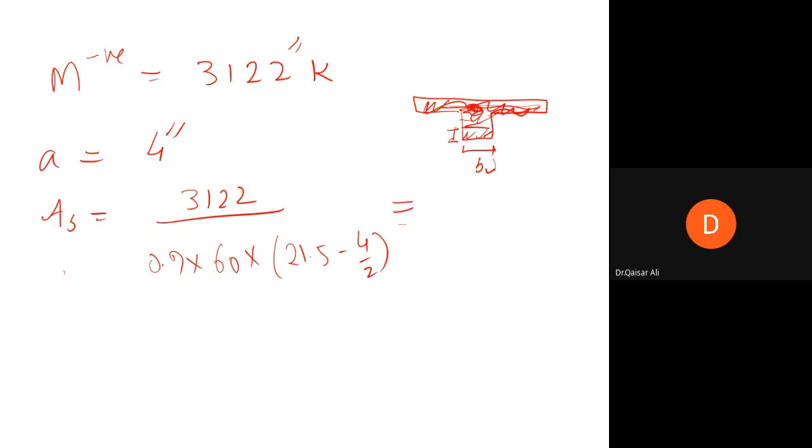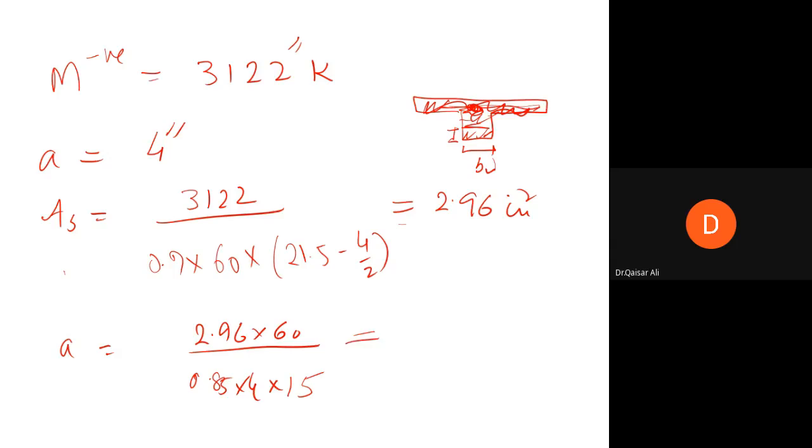What is the value of As? So 2.96 square inch. आप a मालूम करें। bw कितना है? 15 इंच। 0.6 आते हैं। जोर से बोलें जरा। 0.6। Anyone else? किसी और ने किया है?